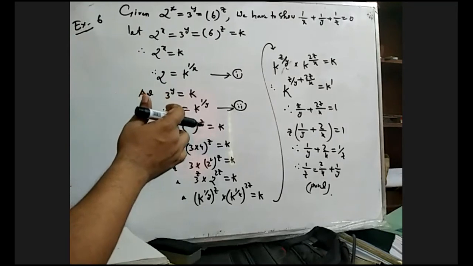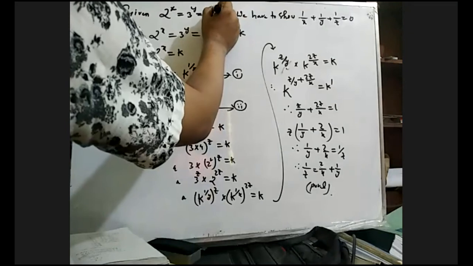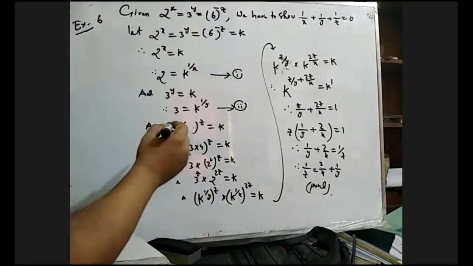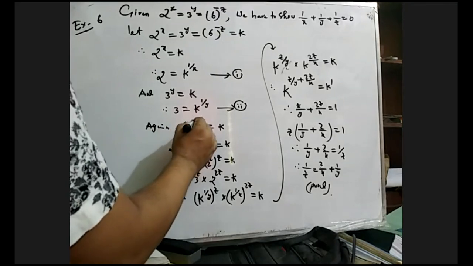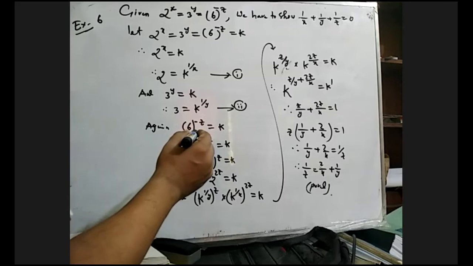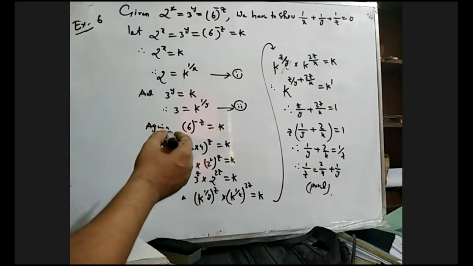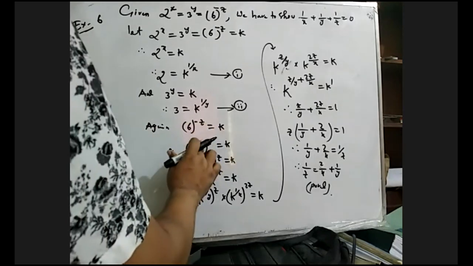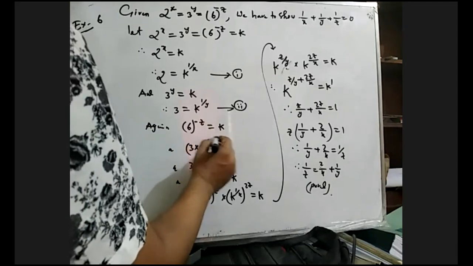Now again, 6 to the power, sorry, this will be minus z. So 6 to the power minus z equals k, and this 6 can be written as what? 3 into 2. Okay, 3 into 2 to the power minus z.